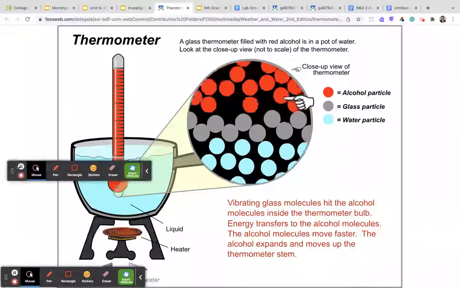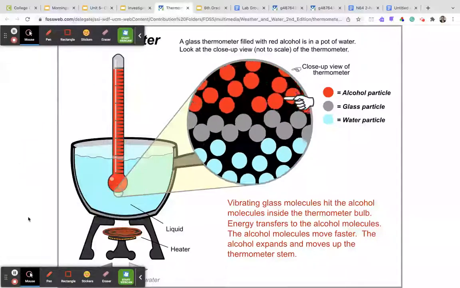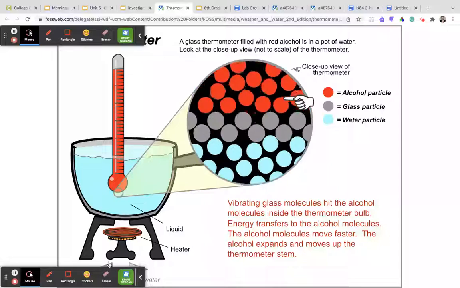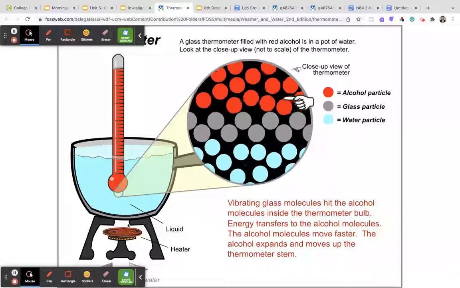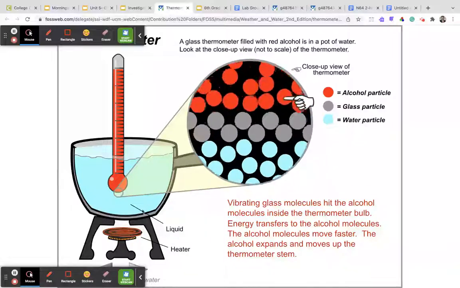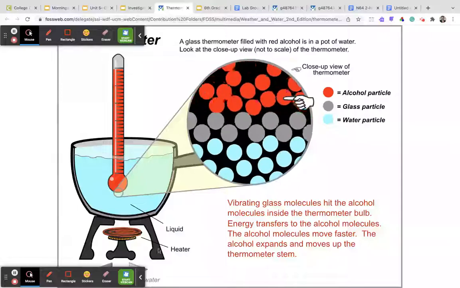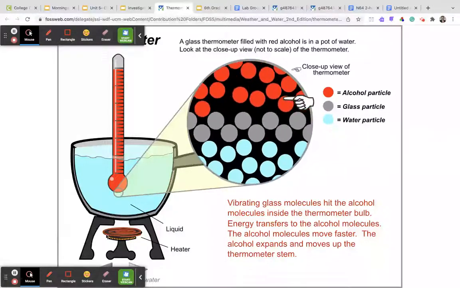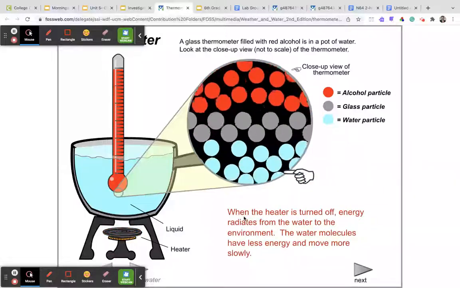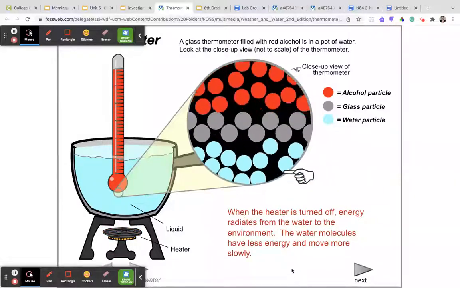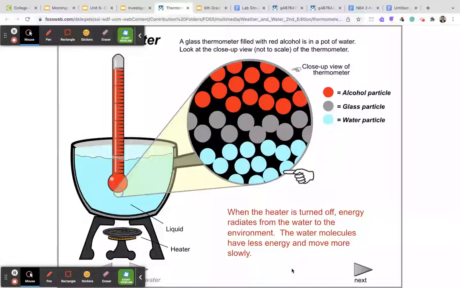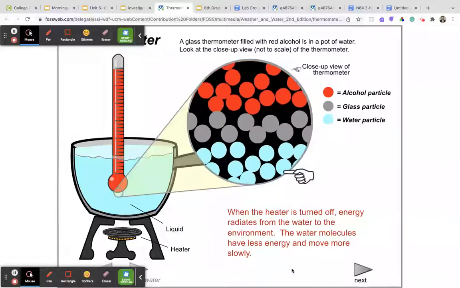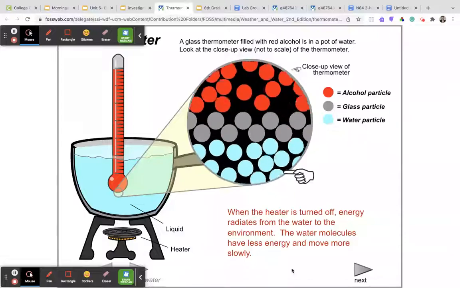And now what we're going to be looking at here is if I actually cool the water down. So what's going to be the first thing that's impacted if I turn this heater off and it starts to cool down? Well, the first thing that's going to be impacted is the water particles. They're going to slow down. When the heater is turned off, energy radiates from the water to the environment, so everything around it. The water particles have less kinetic energy and move more slowly.